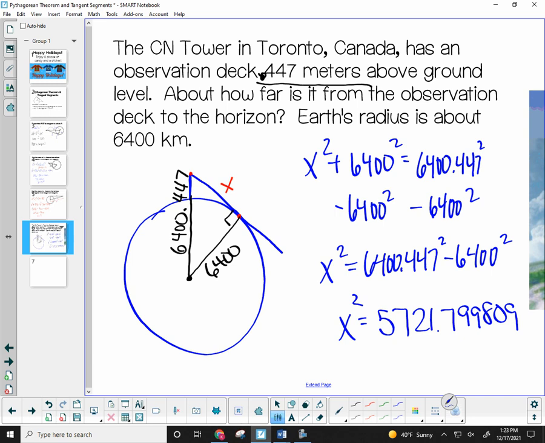So how do I find just x? Take the square root of that. So we get x is equal to 75.6 kilometers. So we're saying if you stand in the observation deck of that tower, the horizon, where you can no longer see past, is almost 76 kilometers away. The math of that isn't hard if you can draw the picture and remember that a radius and a tangent are perpendicular.